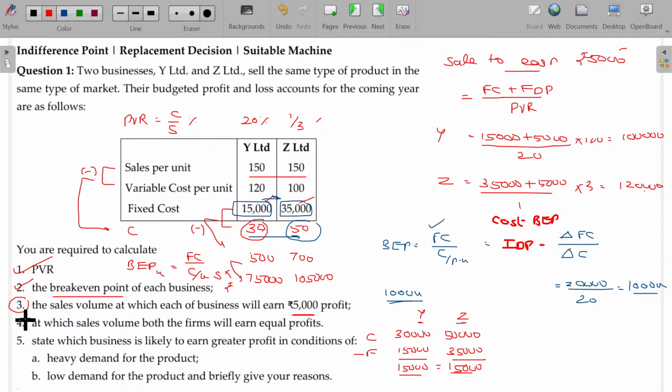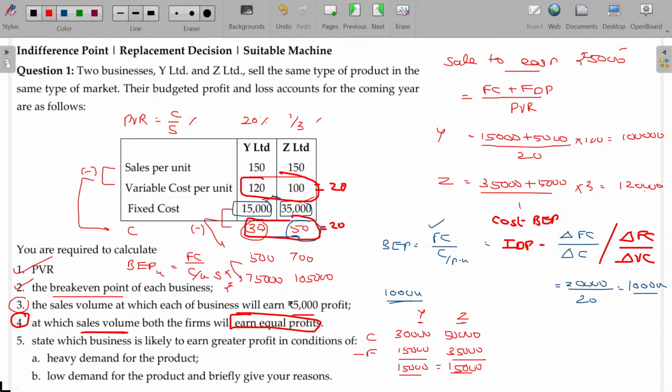Now, at which sales volume both the firms will earn equal profits? Equal profit is nothing but indifference point. For this, the formula being difference in fixed cost divided by difference in contribution, or difference in variable cost. Will I get the same answer? Yes, sir. The difference in variable cost is how much? The difference in contribution is how much?